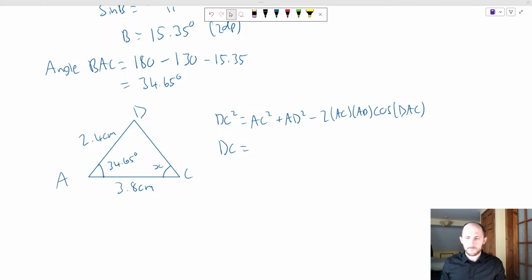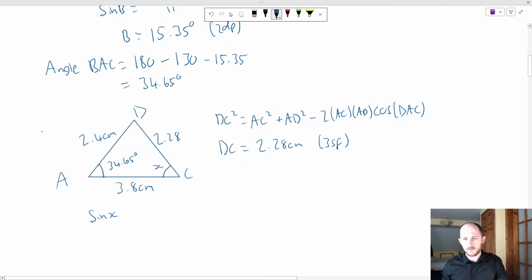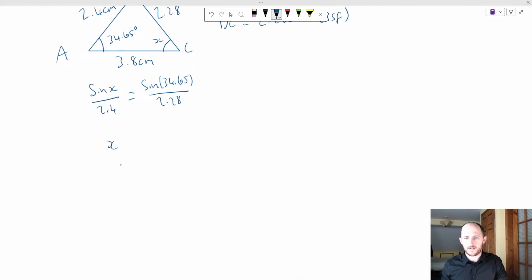To 3SF. Because again, we don't need to be super accurate. 2.28. And then all we need to do now is use the sine rule to work out x. So sine x over 2.4 equals sine 34.65 over 2.28, multiply over, do all that fun stuff, and we get our answer.